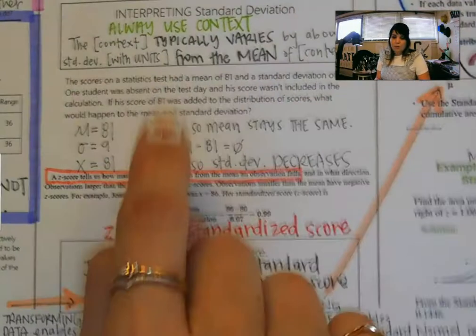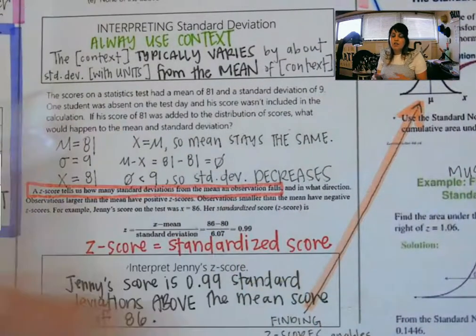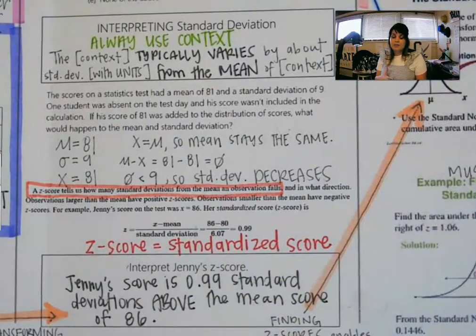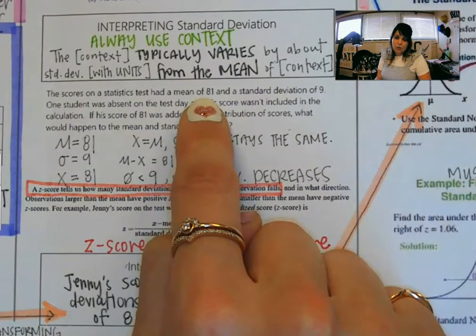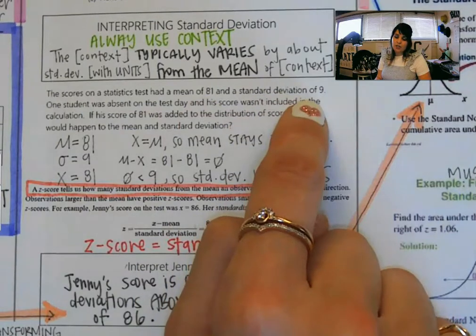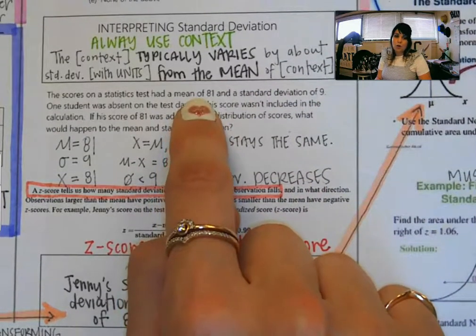And then this was a really common problem that we saw in this unit. If you have a set of data with a given mean and standard deviation, what happens if you add in a point or take out a point? So in this case, your mean is 81, these are test scores, and your standard deviation is 9. So on average, scores are about 9 points away from the mean of 81.